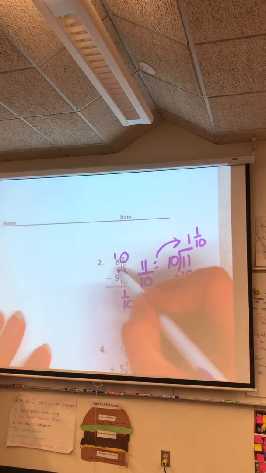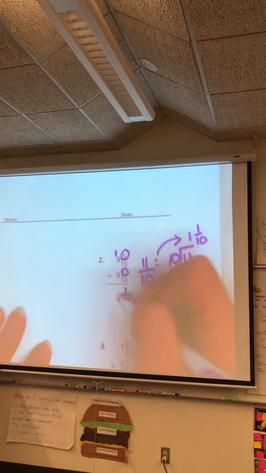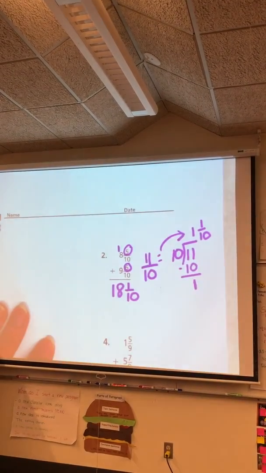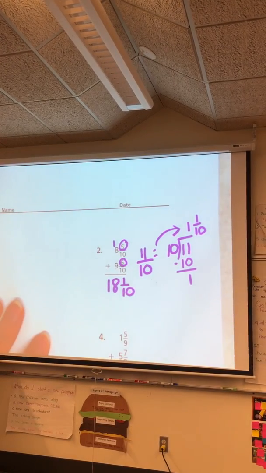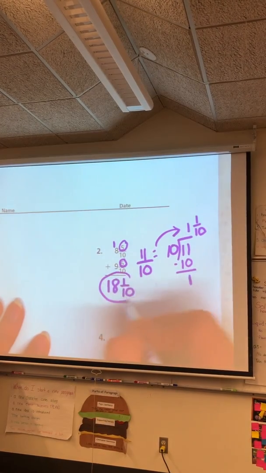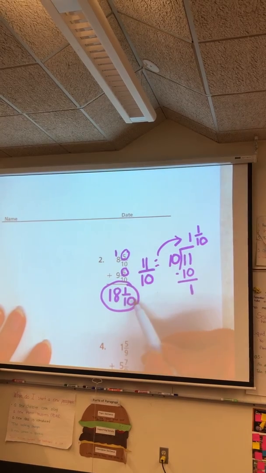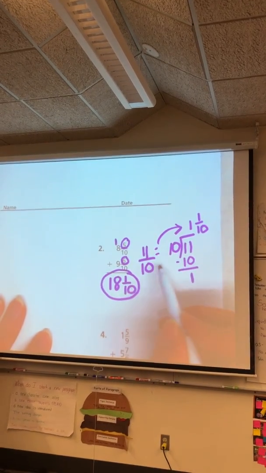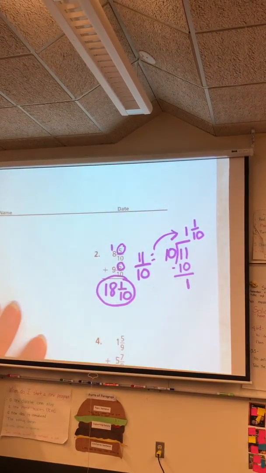And then I just add my wholes. 8 plus 1 is 9. 9 plus 9 is 18. So that my answer is 18 and 1/10. You would not have the right answer if you put 17 and 11/10. You cannot have 11/10 here because you have to carry that 1 whole.